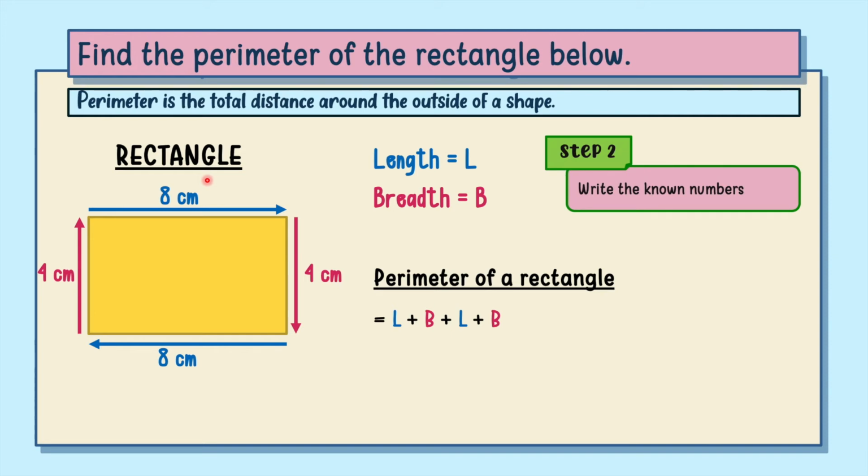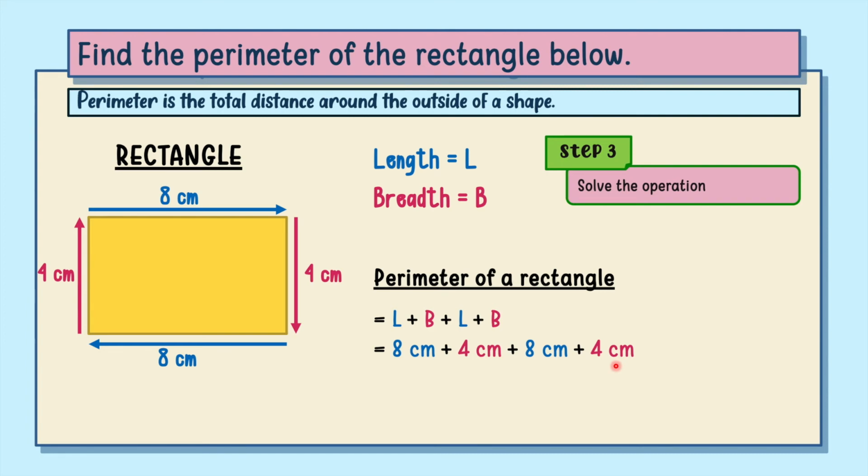Okay, so step number 2, write the known numbers. So I've already asked you earlier what is the length. So the length is 8 centimeter. So I can write it down. L is 8 centimeter. So what is B? B is the breadth, which is here 4 centimeter. Then plus L again, so 8 centimeter. And then the last one plus B, which is breadth, which is equal to 4 centimeter.